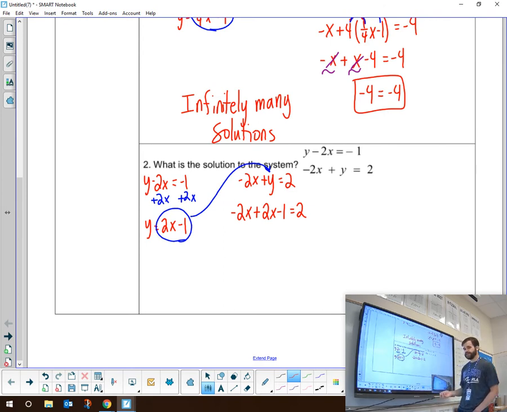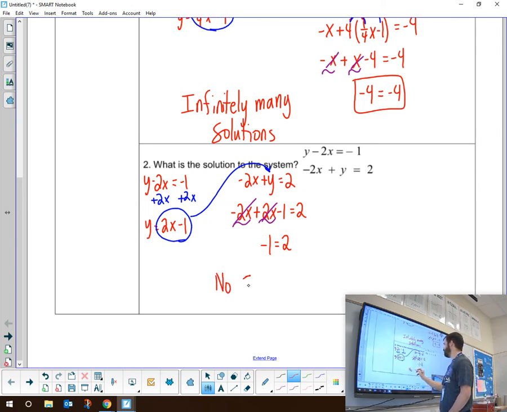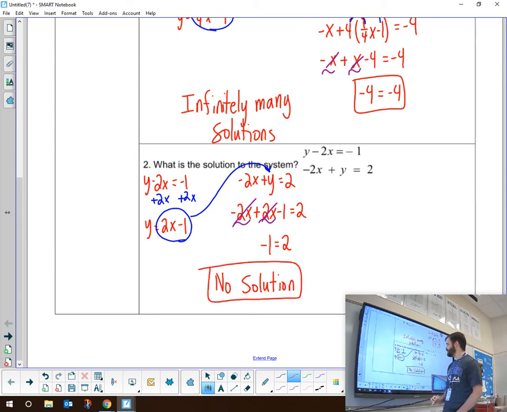Now, nothing to distribute, so let's combine like terms. -2x and positive 2x are like terms. Oh, but -2x plus 2x is 0. So once again, I've canceled out my x's. Once we cancel out my x's, we're just left with our whole numbers. So that leaves me with -1 equals 2. Hold on. Does -1 equal 2? No. Can it equal 2? No. So if we cancel out our variable and we get to this spot where it's not true, this is an example of no solution. Okay? That's an example of no solution.